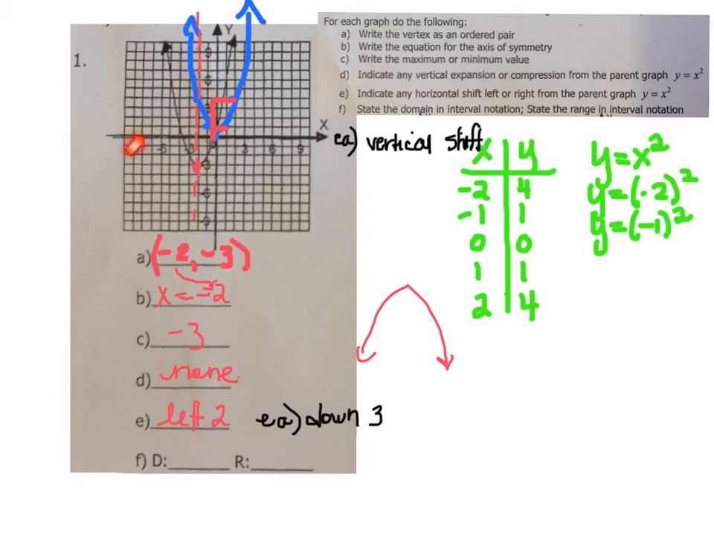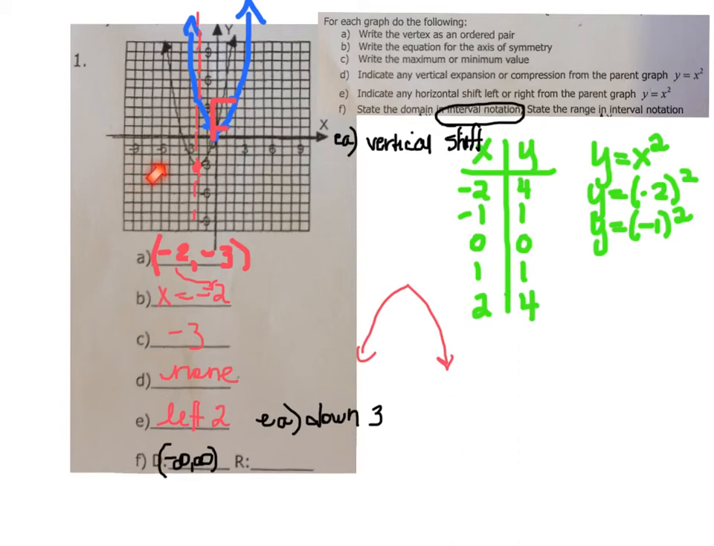Okay, the domain. Domain is left to right. Say that again, domain is left to right. And if I try to figure out where the left of this graph is or where the right of this graph, these arrows are going to keep pushing me further left and further right. We are going to use interval notation.